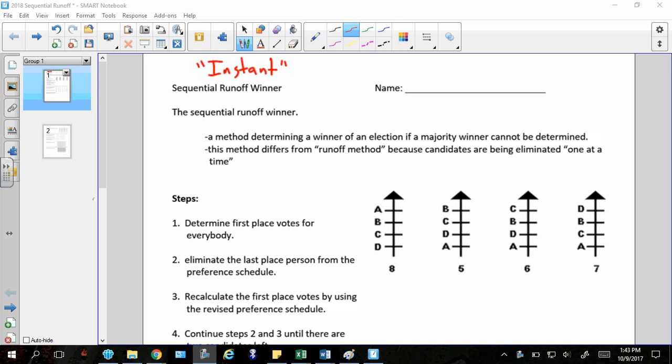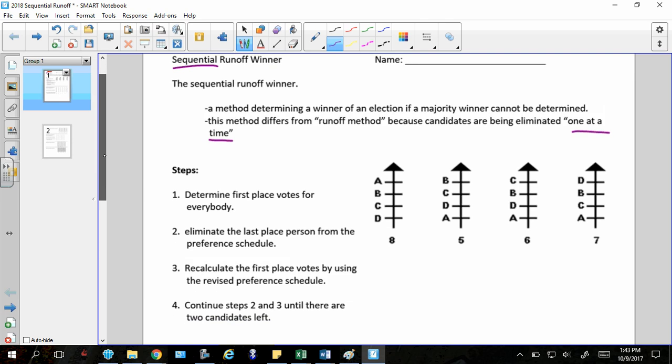A method determining a winner of an election if a majority winner cannot be determined. This method differs from the runoff method because candidates are being eliminated one at a time. So here's what I need you to focus on, and that is sequential, one at a time. People are being eliminated in sequence, so please keep that in mind.